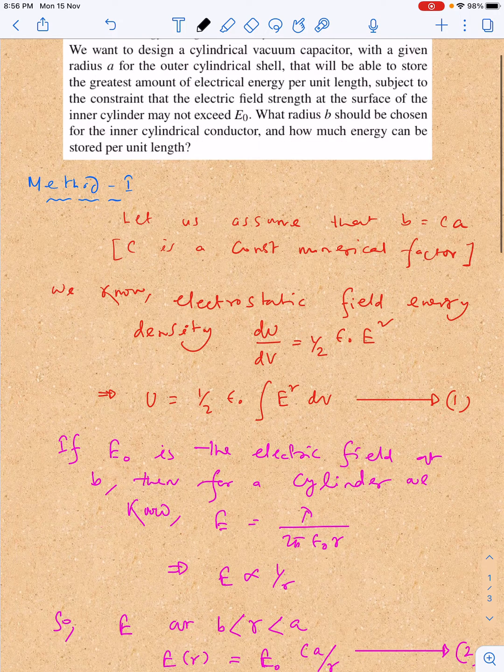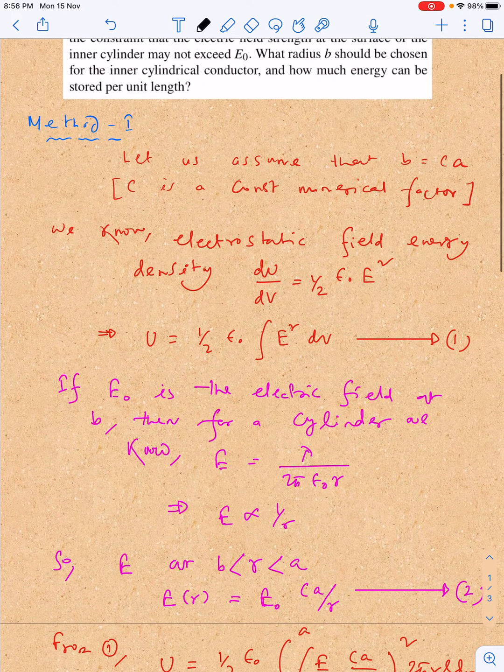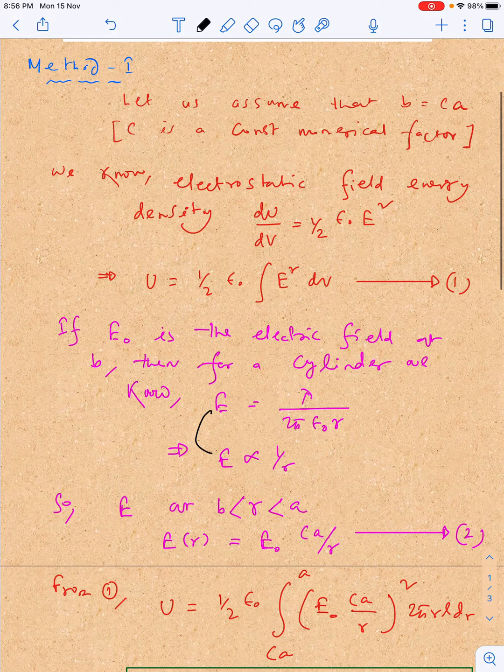Now we know the electrostatic field energy density for an electric field distribution: dU by dV is equal to half epsilon naught E squared, where E is the field at a distance r. Since E naught is the electric field, and for a cylinder E is given by lambda by 2 pi epsilon naught r. This can be easily derived with the help of Gauss's theorem, and it's a standard result. So E is proportional to 1 by r.